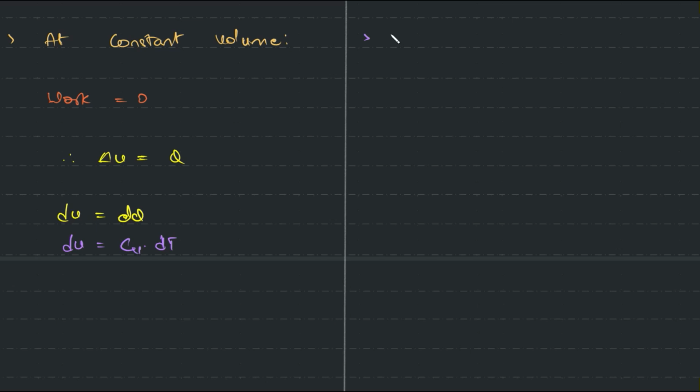Very simple. Now, at constant pressure, of course, work is not 0. Delta U is dependent on Q and the work. So here, for a small change in internal energy, we're looking at a small change in Q and a small work being done on the system or by the system.